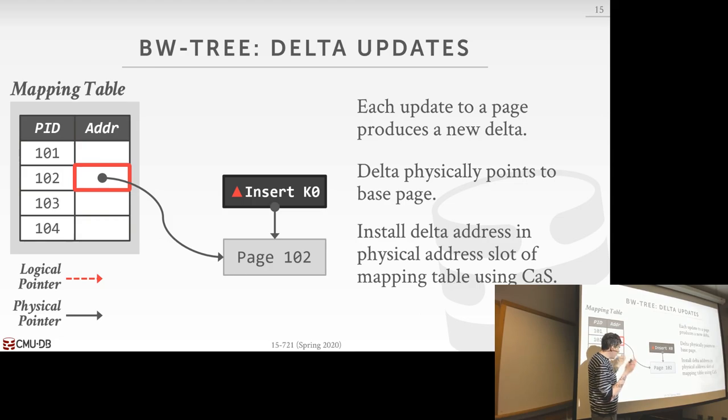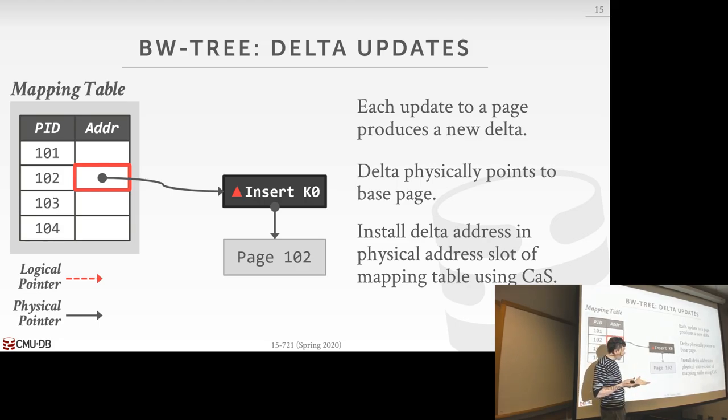At this point here, I've created this delta record. It has a physical pointer to the page. Nobody else can see it though, because everyone else is following the mapping table that takes you to the base page. I do the compare and swap on this, and now anybody that's looking for page 102 lands here. Doesn't matter whether you're looking for K0 or not. If you're looking for page 102, you land here. And then you have to evaluate. You're essentially replaying a log in memory to say, well, what's actually being stored in 102?